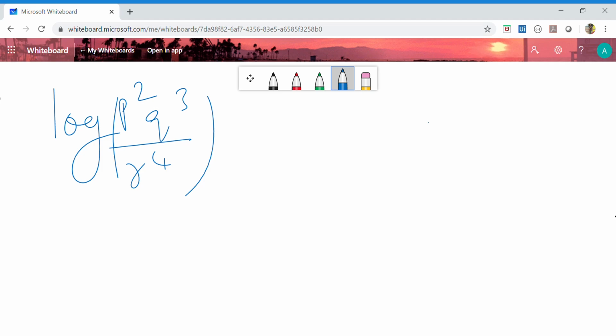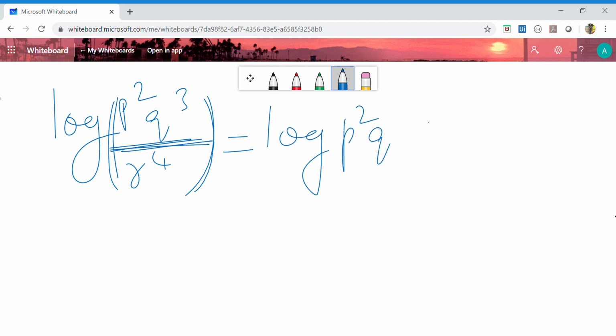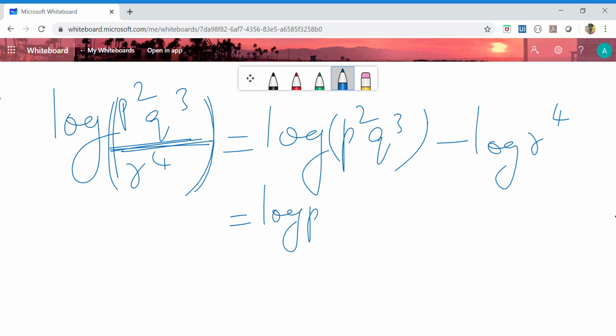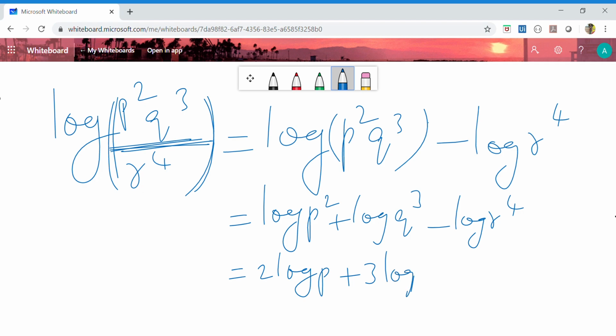Expanded form is also one of the important models. Here the numerator has the product rule, and the denominator makes it a quotient overall, so the quotient rule is there. Let us take the numerator as a and the denominator as b. So this can be written as log p square q cube minus log r to the power of 4. Again the product rule is there: log p square plus log q cube, minus log r to the power of 4. And log a to the power of m is equal to m log a. So 2 log p plus 3 log q minus 4 log r. This is the expanded form of log p square q cube by r power 4. Okay.